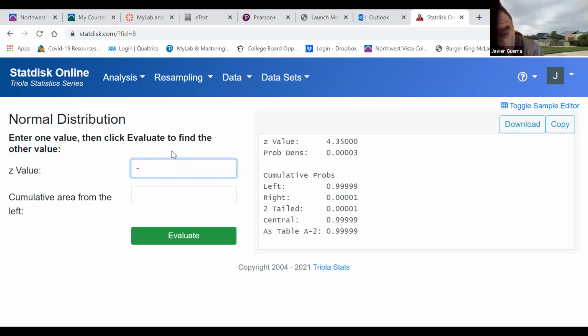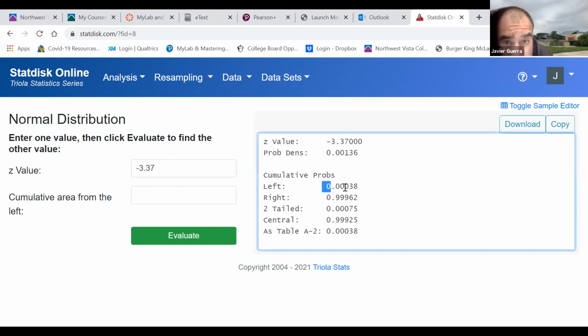And I got to put negative 3.37. Left is 0.0004. So what's 1 minus 0.0004?